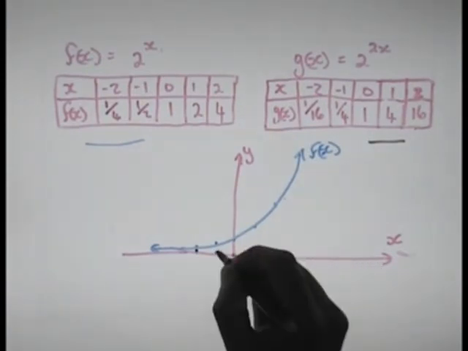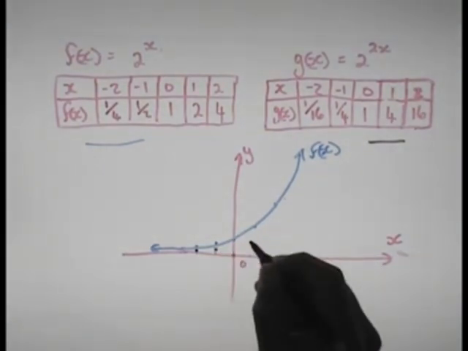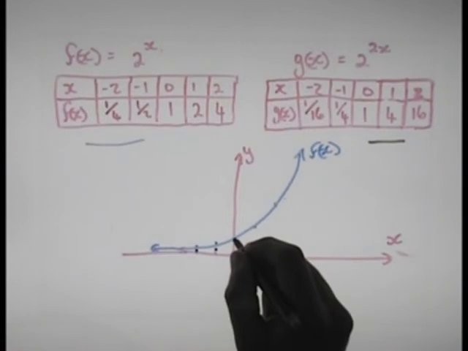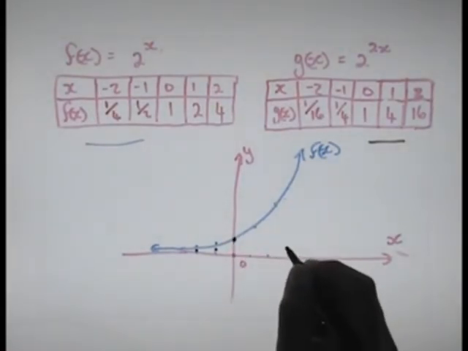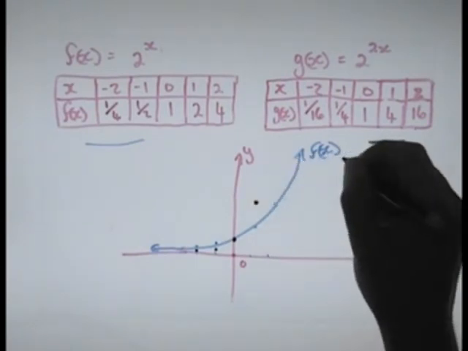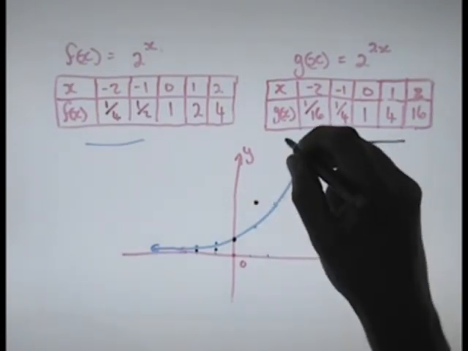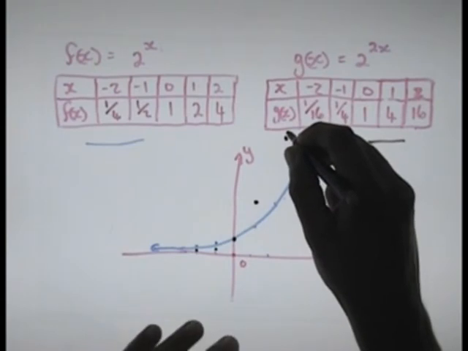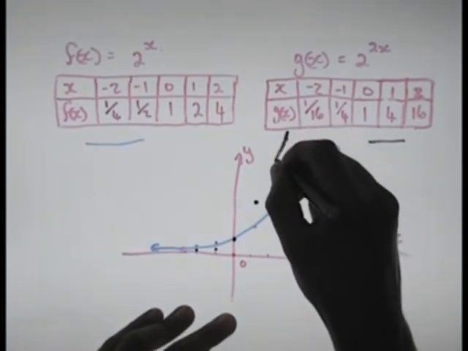When x is equal to negative 1, it's 1 over 4. When x is equal to 0, it's still 1. When x is equal to 1, it's going to be 4. When x is equal to 2, it's going to be 16. Now look at this graph over here.